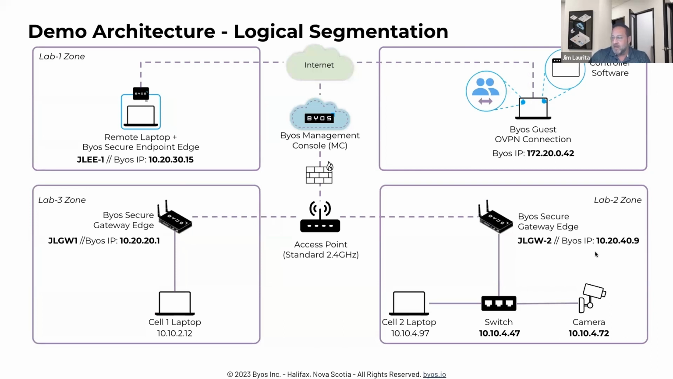And then in the bottom right-hand quadrant, we see the Lab 2 zone. Here we have a BIOS IP address of 10.20.40.9. We didn't depict this on the laptop, but down below, inside that microsegment facilitated by that BIOS gateway, the laptop, the switch, and the camera are still maintaining that 10.10.4.x network. So you've got 4.97 for the laptop, 4.47 for the switch, and 4.72 for the camera.